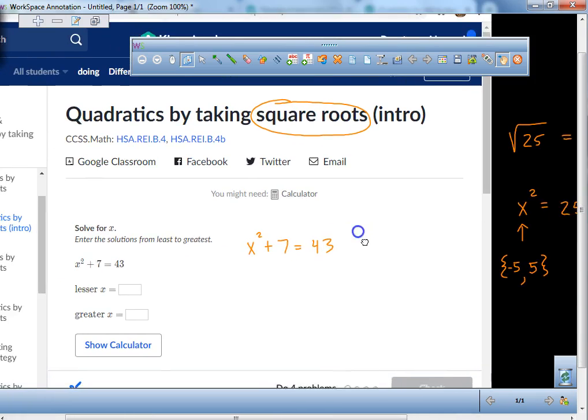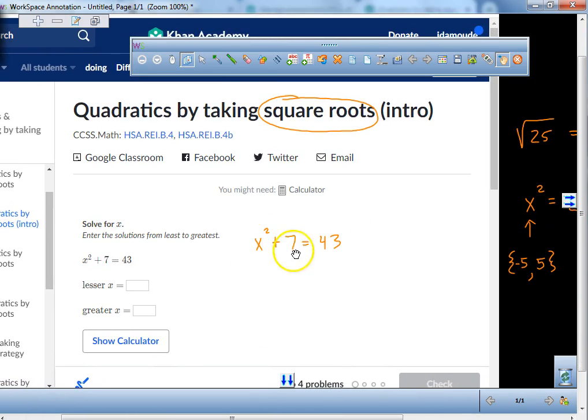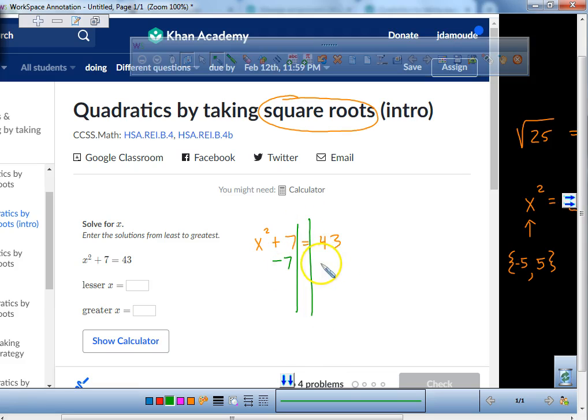So right now we need to solve this. Step number 1, guys. What I'd like you to do is simply to take away a 7 from this side.